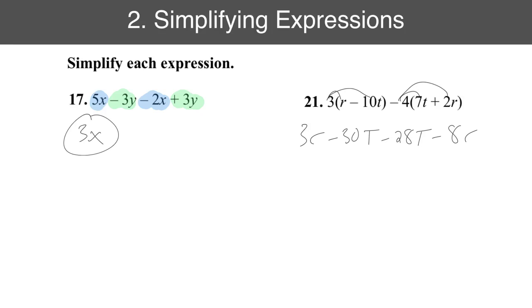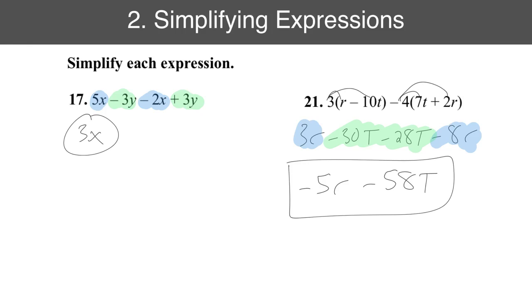So now we just combine our like terms. So first up, let's start off with the r's. We have 3r. And then we have negative 8r. So that would be 3 minus 8, which is negative 5, so negative 5r. And then finally, we would have negative 30 minus 28, which would be negative 58t. So that would be our final answer.